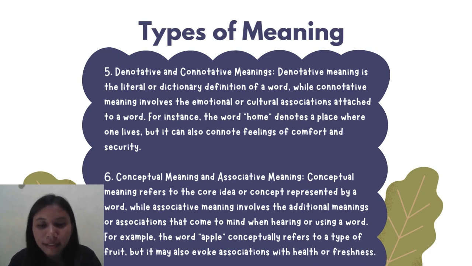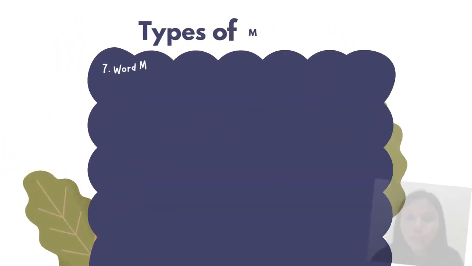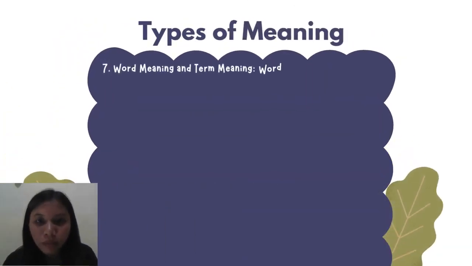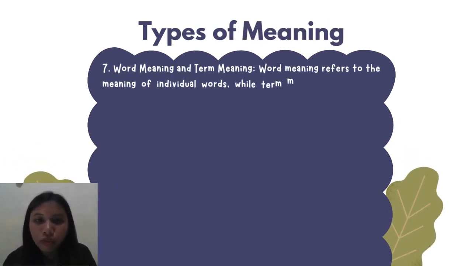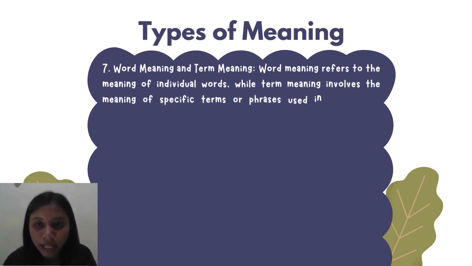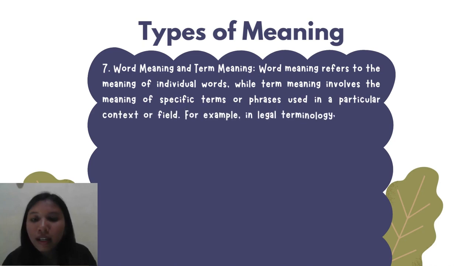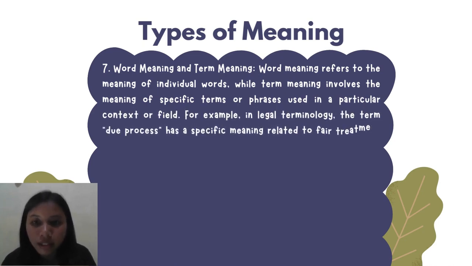The next is word meaning and term meaning. Word meaning refers to the meaning of individual words, while term meaning involves the meaning of a specific term or phrase used in a particular context or field. For example, in legal terminology, the term due process has a specific meaning related to fair treatment under the law.